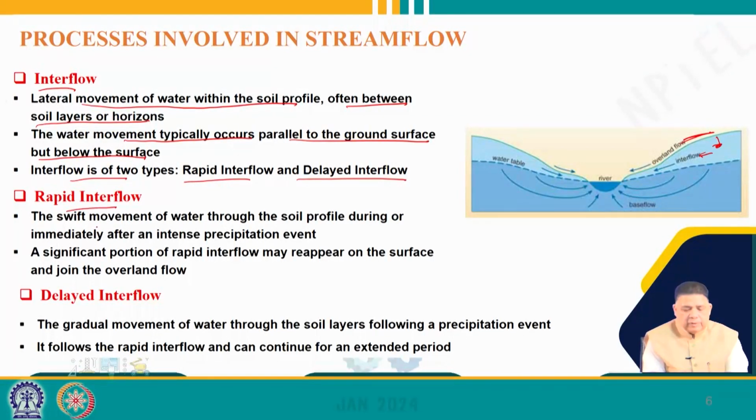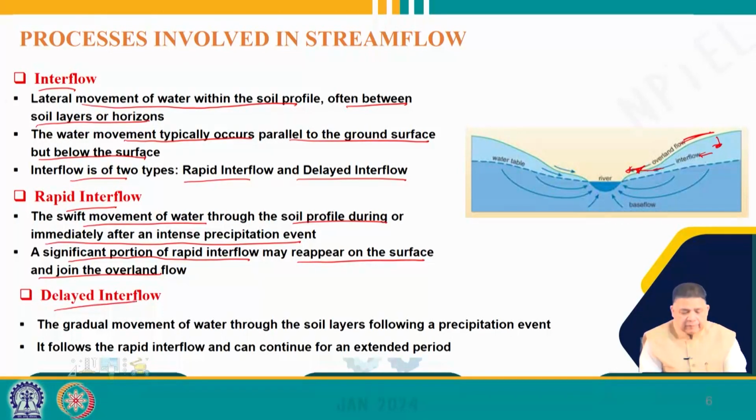Now, rapid interflow is the swift movement of water through the soil profile during or immediately after an intense precipitation event. So, obviously, the entire interflow process starts only after a precipitation event when infiltration has taken place. Infiltrated water starts moving, and when it moves swiftly, it is called rapid interflow, and a significant portion of this rapid interflow may reappear on the surface and join the overland flow. So, depending on the soil profile, this water may come onto the surface and join the overland flow.